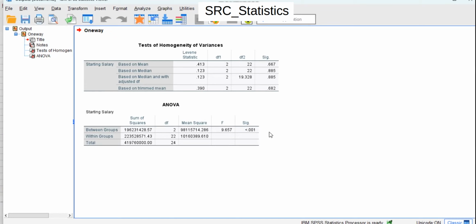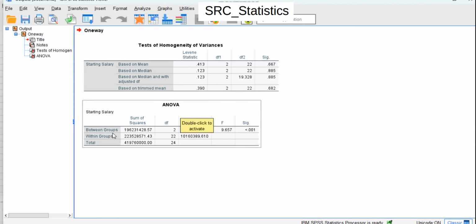So this is our output. First is the test of homogeneity of variance, which gives the significance level to be very high, that is p values 0.667, 0.885, 0.885, 0.682. Since the p value is very high, we can say that the variances are equal.